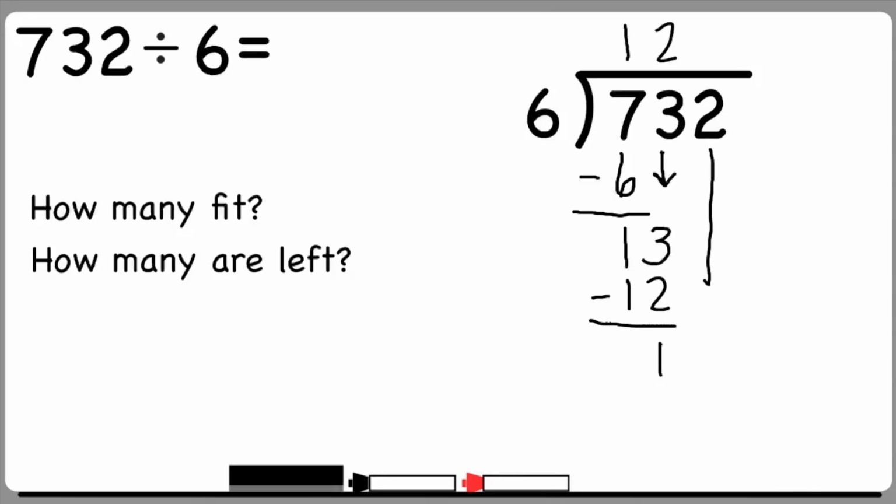We'll move over to our last digit, bring down the 2. Again, we're going to ask how many fit. How many 6s fit into 12? Could be another 2. How many are left? 2 times 6 is 12. There are none left over. So 732 divided by 6 is 122.